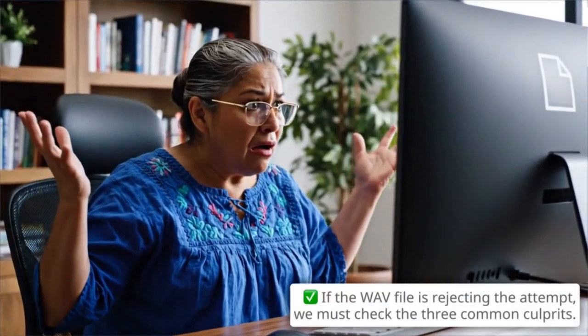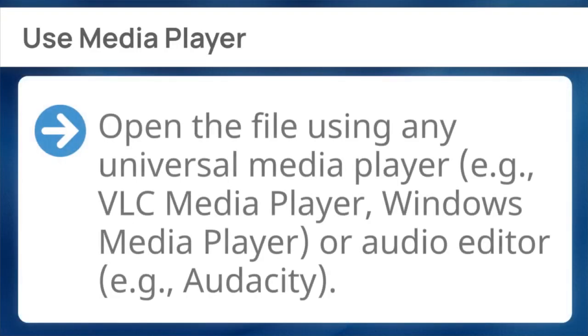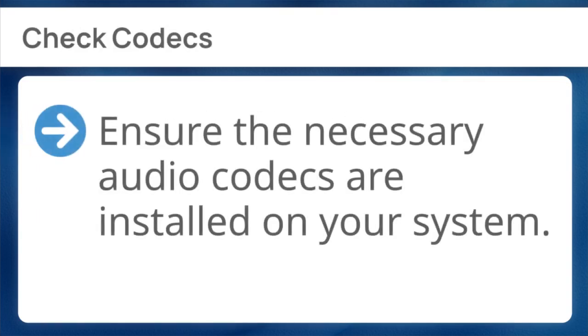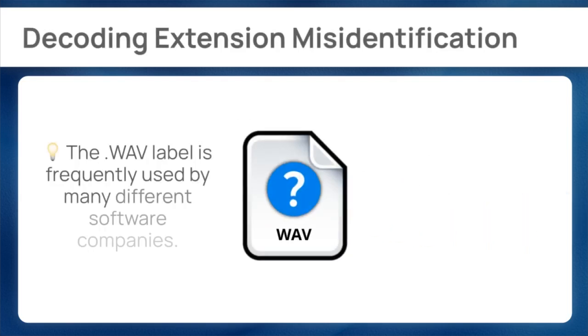Let's review our checklist now and verify all necessary components. First, use Media Player. Open the file using any universal media player, e.g. VLC Media Player, Windows Media Player, or audio editor, e.g. Audacity. Next, check codecs. Ensure the necessary audio codecs are installed on your system. Finally, convert format. Use an audio editor or converter tool to convert the .wav file to a guaranteed compatible format like MP3.